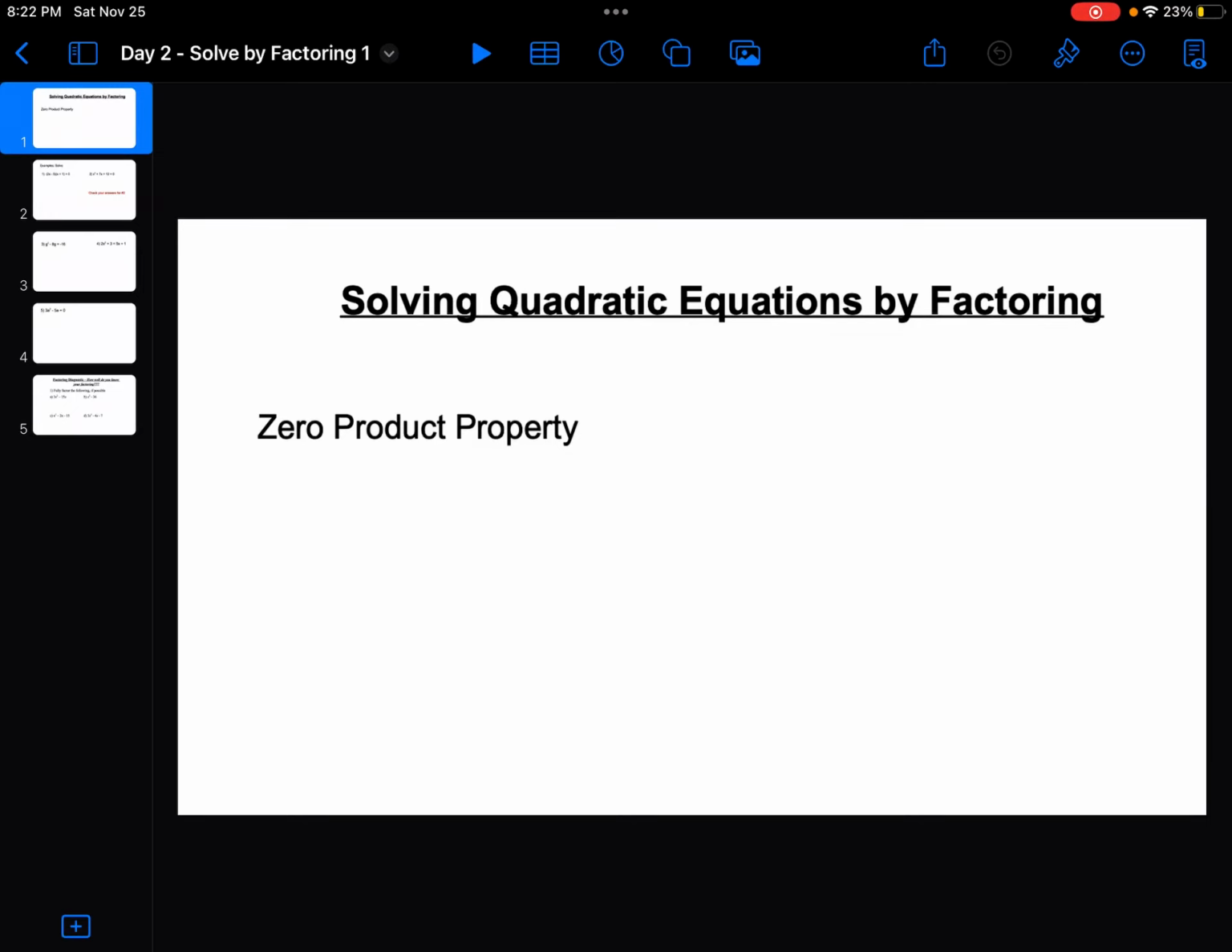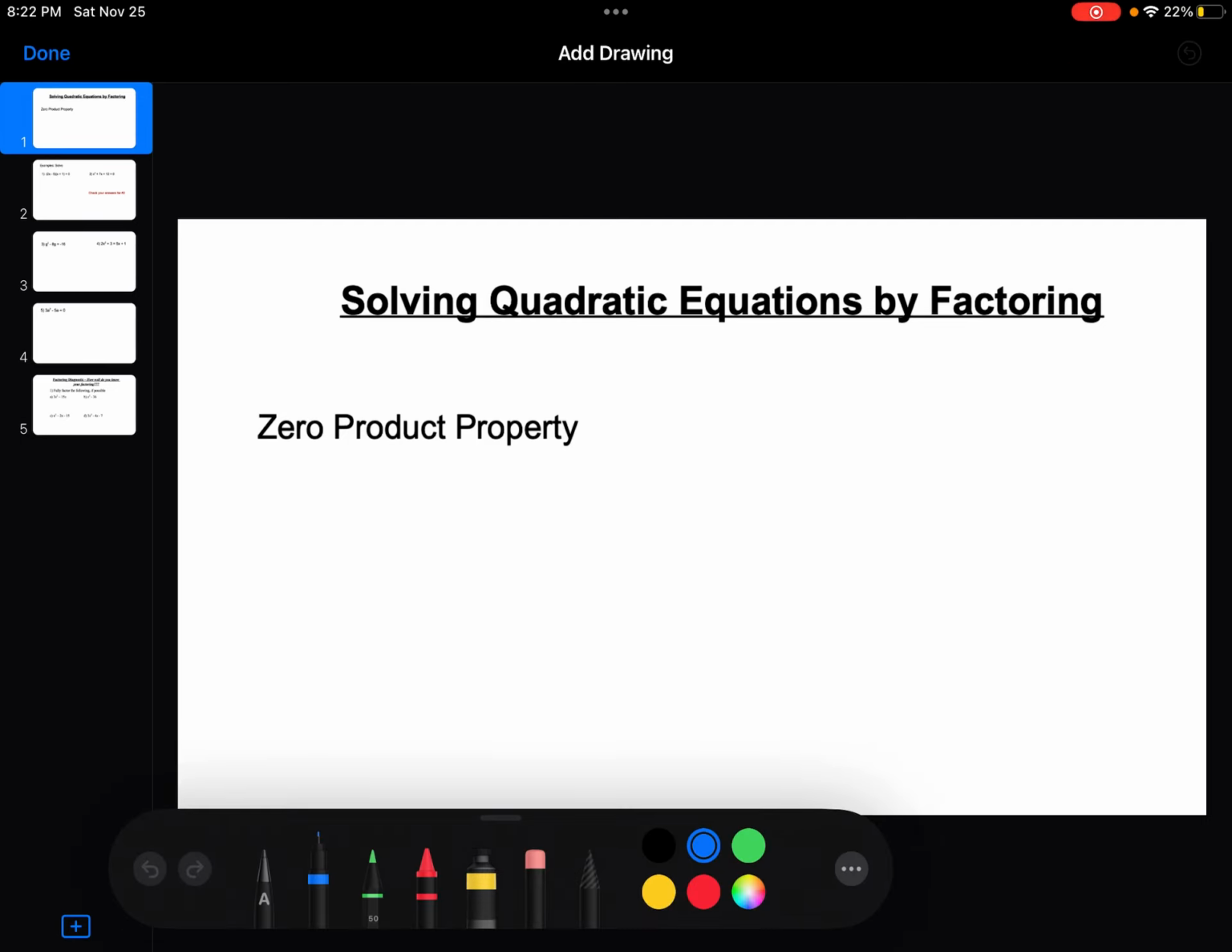The second way we're going to look at solving quadratic equations is by factoring. Now, when we're doing this, what we're actually doing is we're looking at the zero product property. And what this means is essentially anything that's multiplied by 0 is going to equal 0. So if we can create two brackets and then make one of those brackets equal to 0, then when we multiply by 0, we're going to get, again, 0.